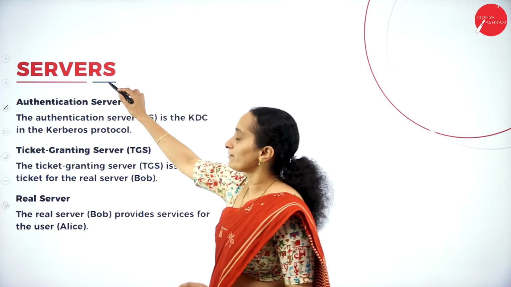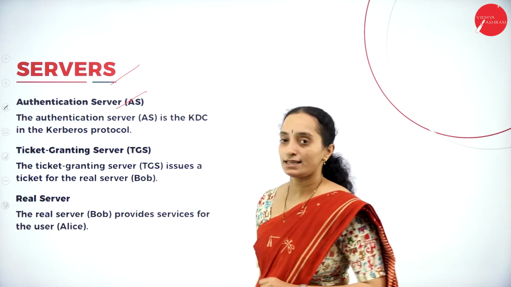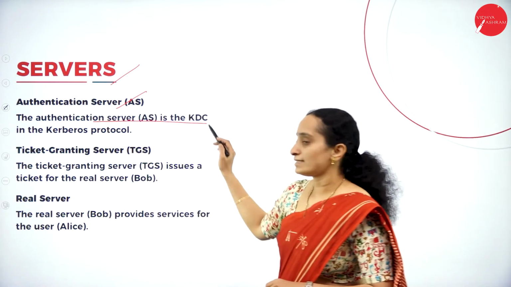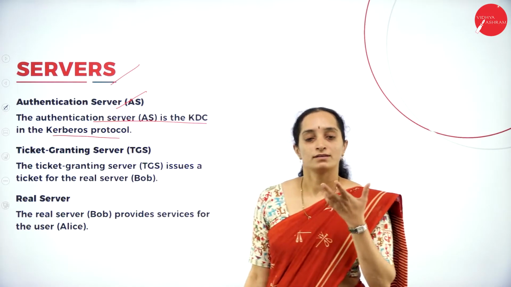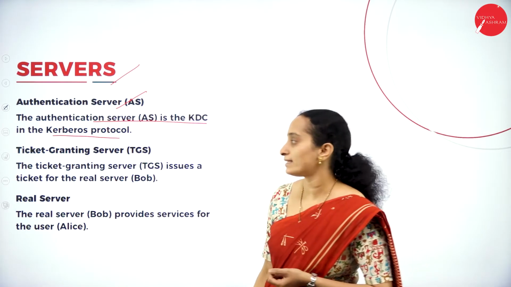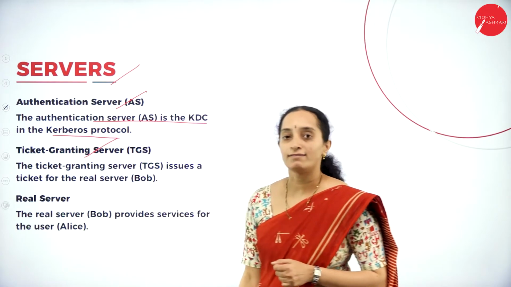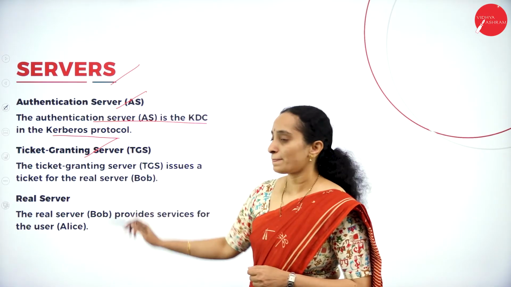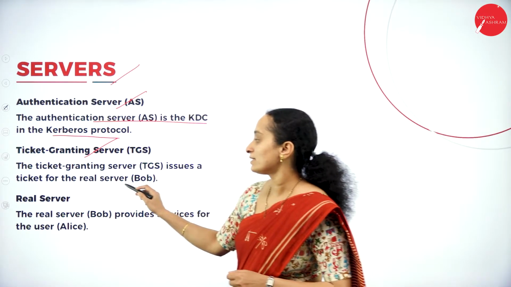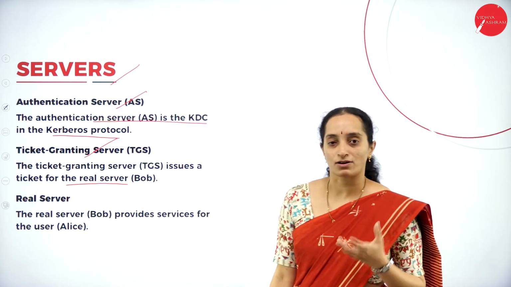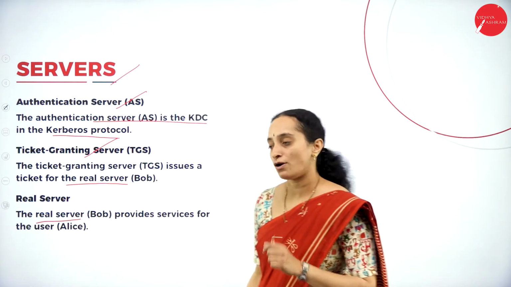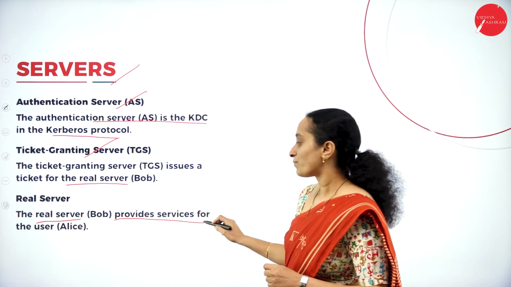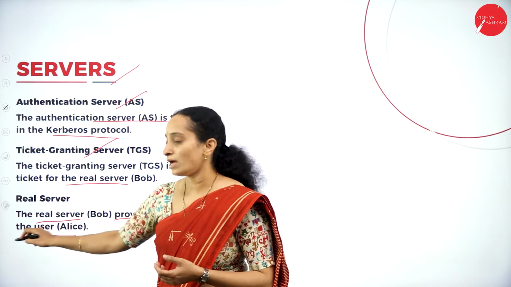Okay, so here we have 3 servers. The authentication server is in the KDC, which is used for the authentication of the sender and the receiver. Then we have a ticket granting server. The ticket granting server issues a ticket for the real server or the real receiver. Whereas the real receiver or server or Bob provides a service to the user.